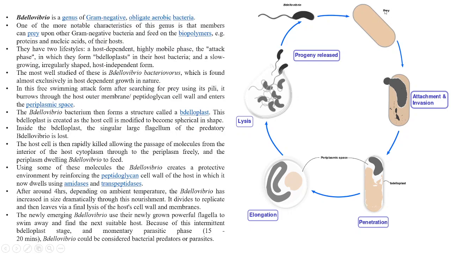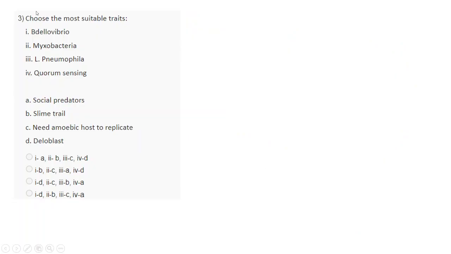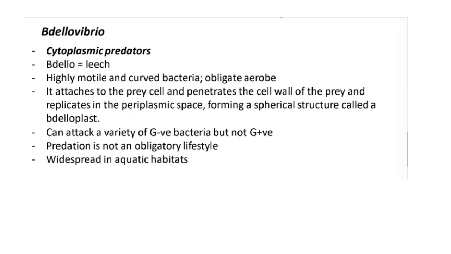Basically, it's a bacteria infecting another bacteria. And it forms the structure deloblast. So that's why we have matched Delovibrio deloblast over here. Delovibrio are also called cytoplasmic predators. Delo means leech. It's highly motile because it has now got a very powerful flagellum after coming out of the host bacteria. It is a highly motile and curved bacteria. It's an obligate aerobe, and it attaches to the prey cell. It penetrates the cell wall of the prey, and it replicates in the periplasmic space. Can attack a variety of gram-negative bacteria but not gram-positive.